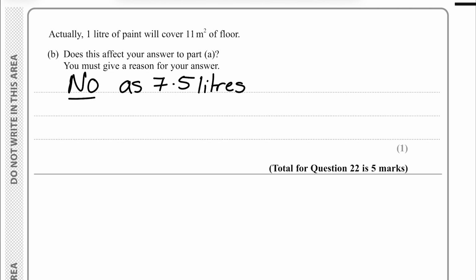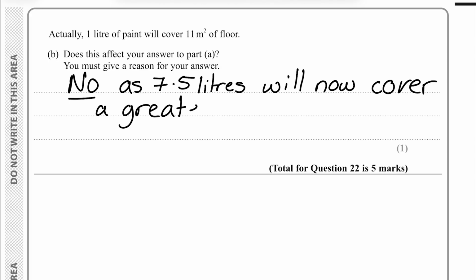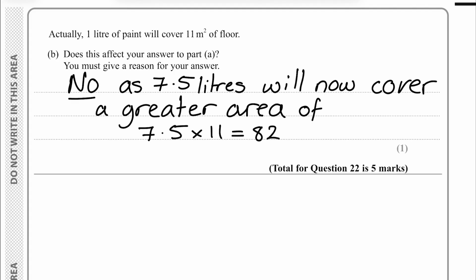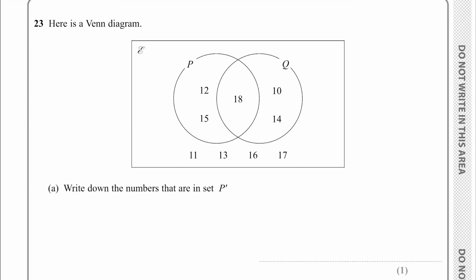7.5 litres will now cover a greater area. That's all they're going to want for 1 mark. If you wanted to show some maths, you could, but I don't think it'd be necessary. So you could say 7.5 multiplied by 11, which equals 82.5 meters squared.